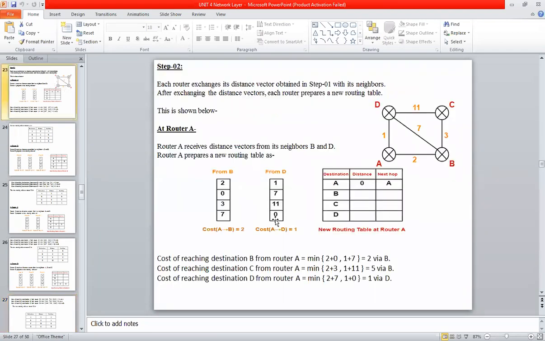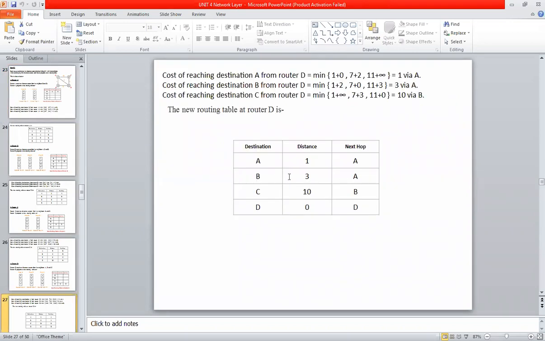C 10. Next stop you have to see: C to B, okay, B to A. Similarly you have written B to A. Next station you have to consider. B to A is there, C to B is there. D to D, that becomes D, 0. This is how we update a particular table using the distance vector routing algorithm.